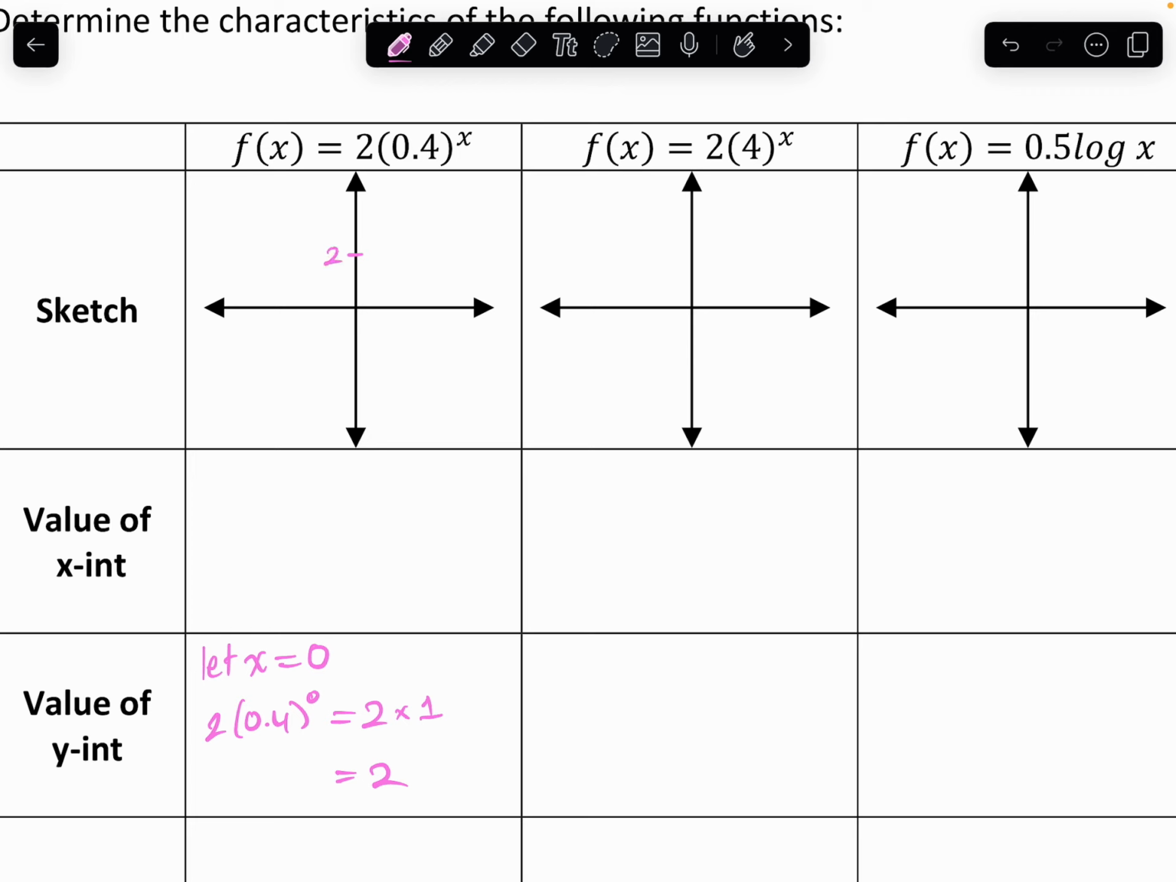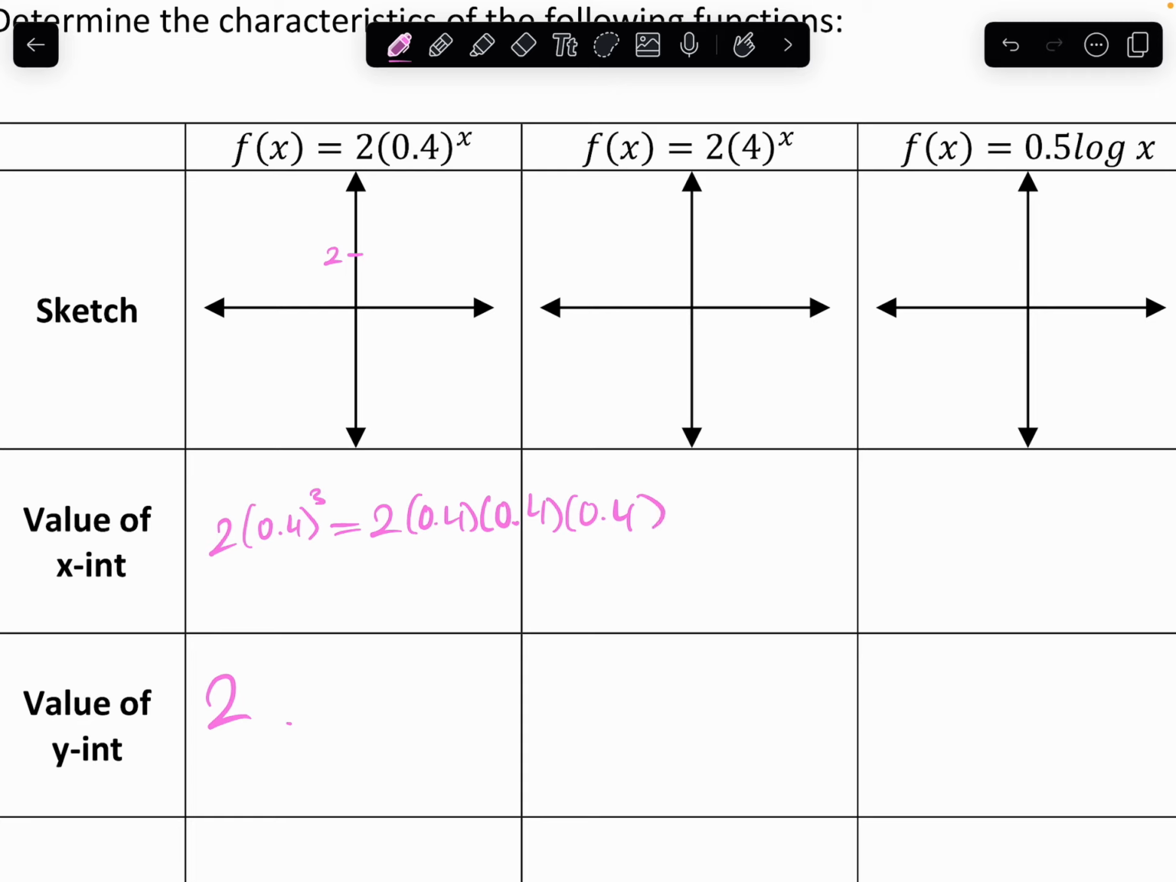Bang. And then imagine x is really big. Let's not even go that big, let's just go to the power of 3 so far. It equals 2 times 0.4 times 0.4 times 0.4. Because they're less than 1, each time you multiply, it's like dividing by a number. Like multiplying by something less than 1, like 10 times 0.1, it gets smaller.